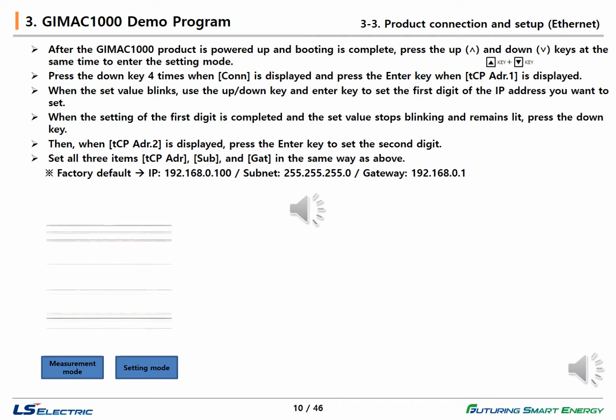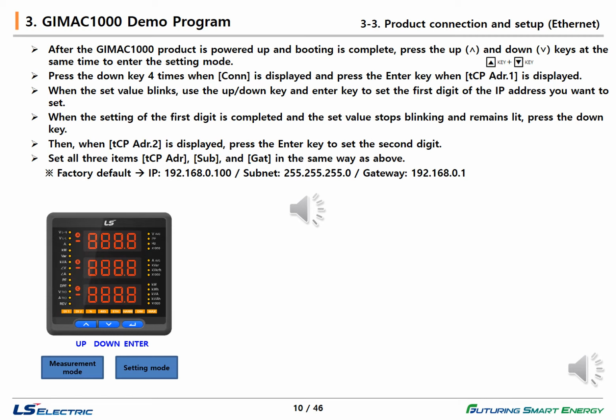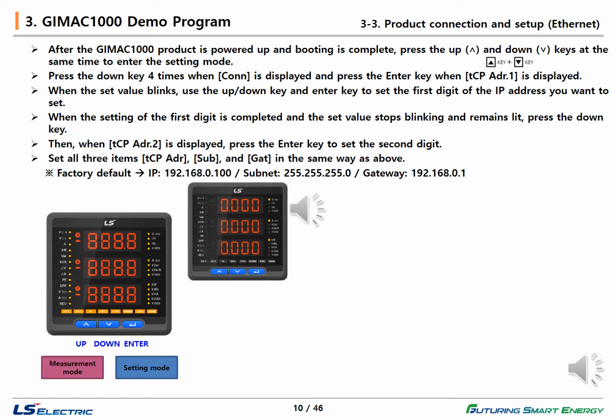Once it finishes rebooting, GMAC1000 basically operates in measurement mode and indicates values for measuring elements on the screen. In measurement mode, users can access each measuring element on the screen by pressing the up, down, and enter keys.